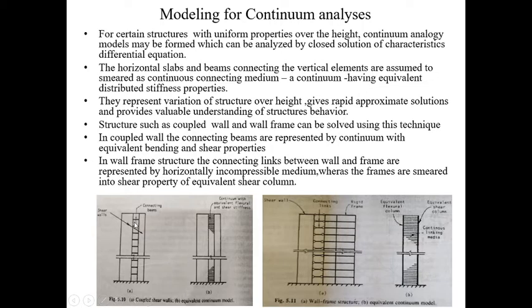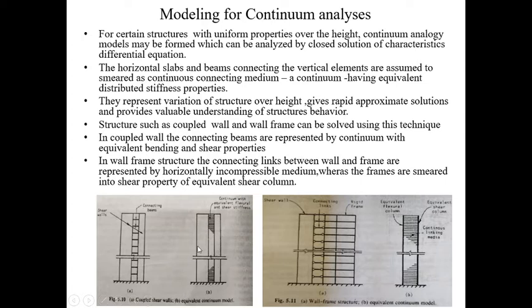Now the horizontal slab and the beams connecting these vertical elements are smeared as a continuous connecting medium. That is called a continuum, which has the same stiffness properties, and it will represent the variation of the structure over the height. As it is repetitive, it will give the variation of the structure over the height. It gives rapid approximate solutions; as it is an approximate method, it gives approximate results, and it provides a better understanding of the structural behavior.